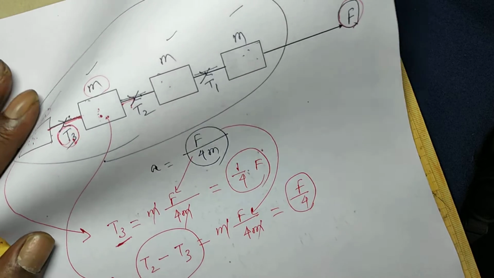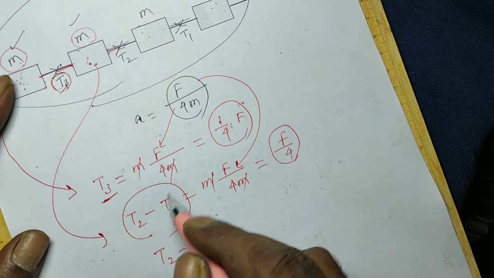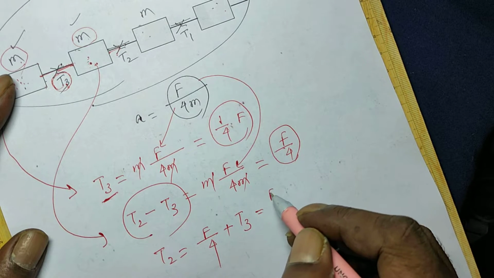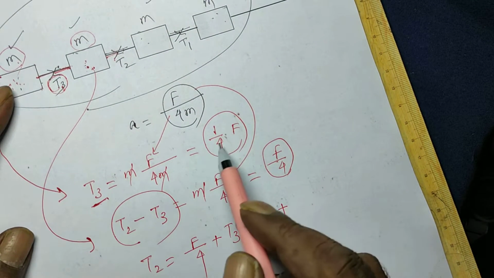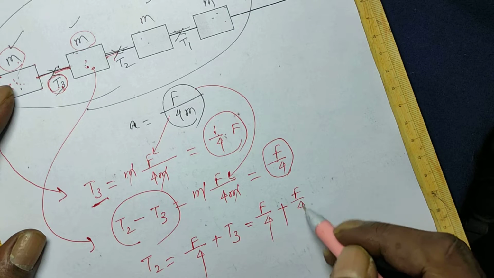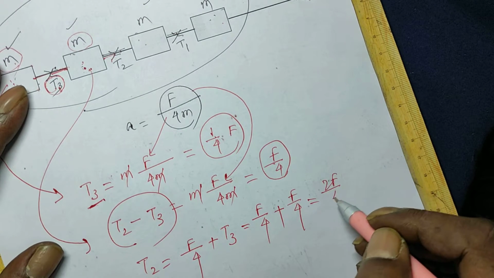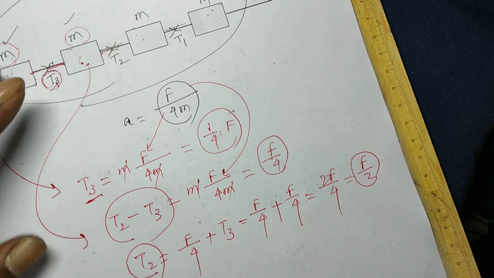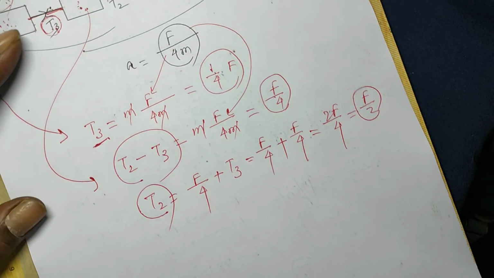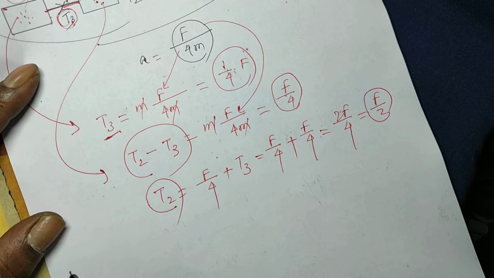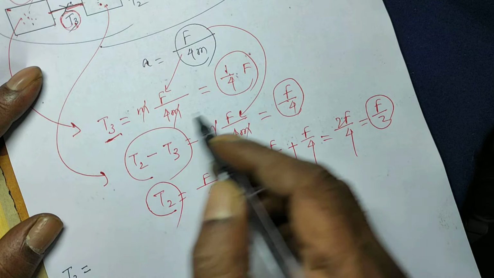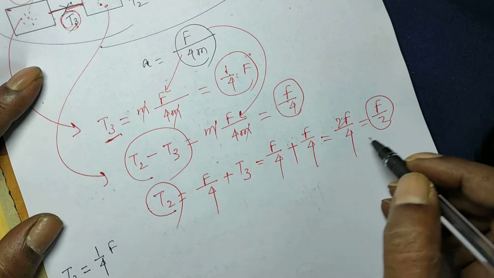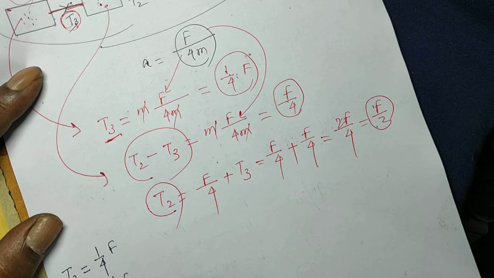Here we calculated T3. So your T2 is equal to, T3 goes to the other side, so this becomes F over 4 plus T3. That is equal to F over 4 plus 1 over 4 F, so 2 times F over 4, that is equal to F over 2. Now, T3 is calculated, T2 is calculated. Let me rewrite it here. T3 is equal to 1 over 4 times F. T2 is equal to 1 over 2 times the total force.